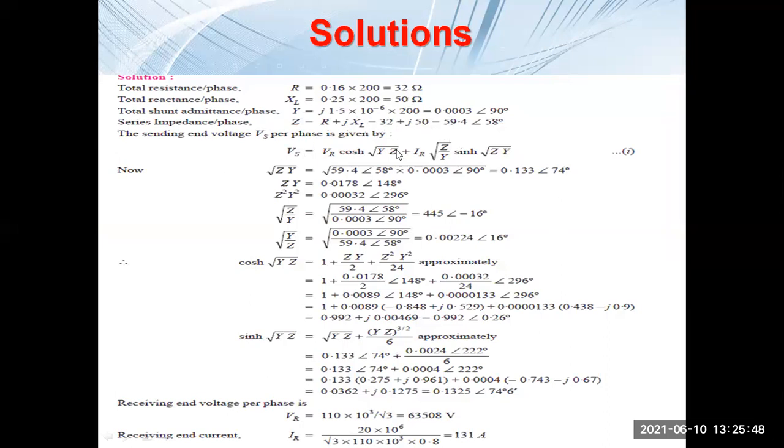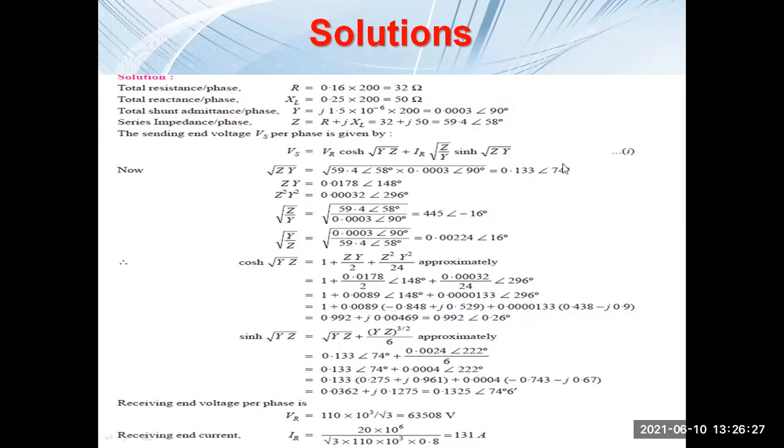Now the sending end voltage per phase, this is the formula which we derived in the last class. Yes or no? Yes, sir. Okay, so Vs equals VR into cosh of square root of Y into Z, plus IR into square root of Z by Y into sinh of square root of Y into Z. Now Z and Y values are given, so we substitute them and calculate Z into Y. We just square the square root of ZY.